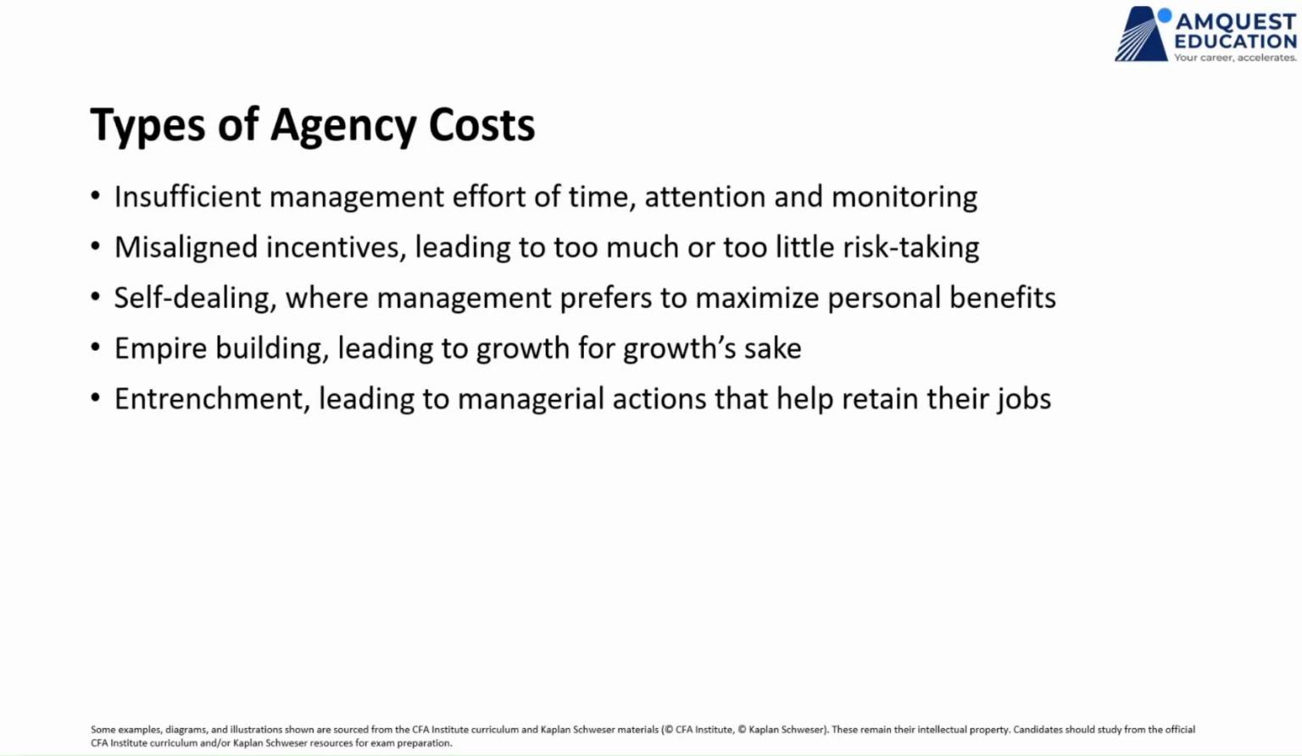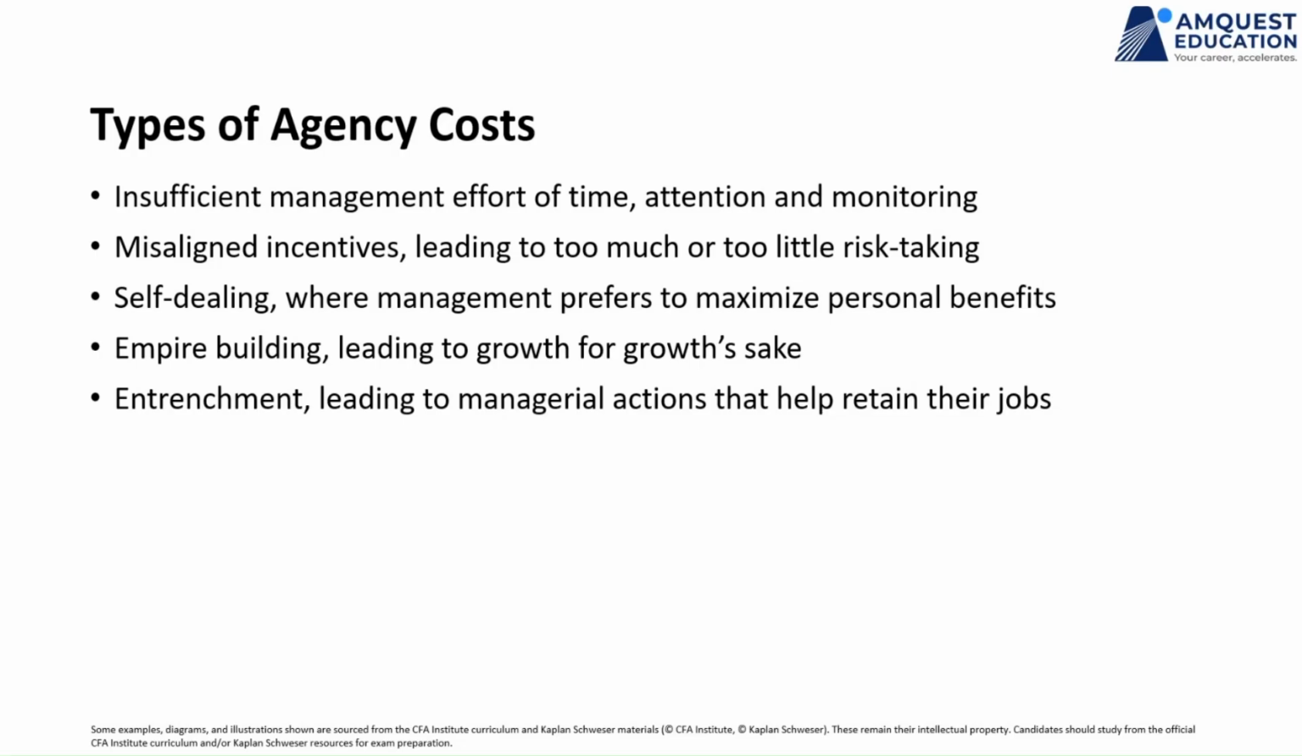Types of agency cost: insufficient management effort of time, which means attention and monitoring; misaligned incentives leading to too much or too little risk sharing; self-dealing, where management prefers to maximize personal benefits and start dealing on their own accounts; empire building, leading to growth for growth's sake; and entrenchment, leading to managerial actions that help retain their jobs.